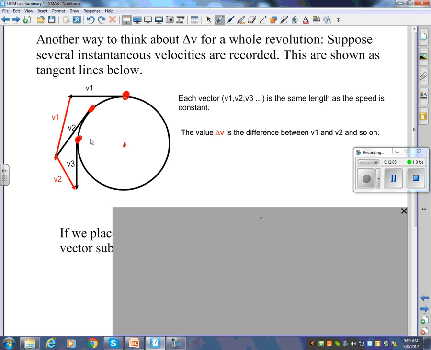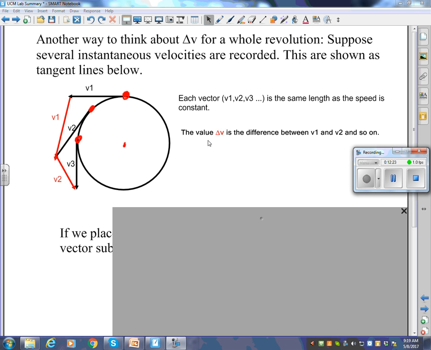Why should they be the same length? Because it's traveling at constant speed. Each vector, vector 1, vector 2, vector 3, is the same length because the speed is constant.